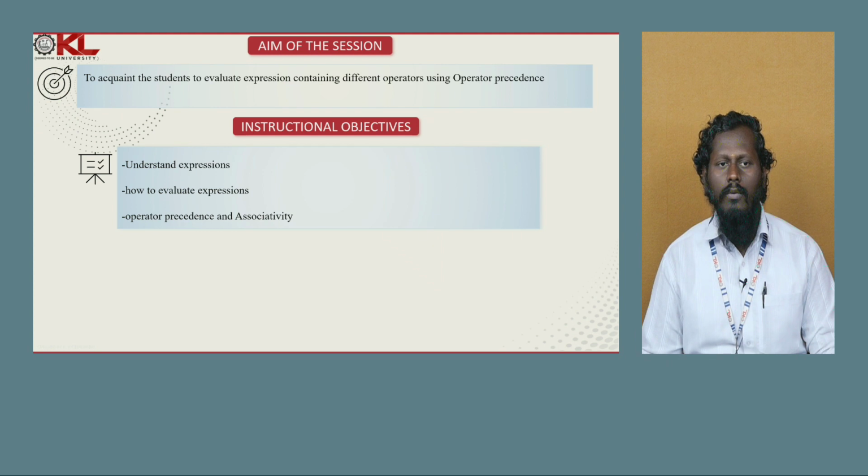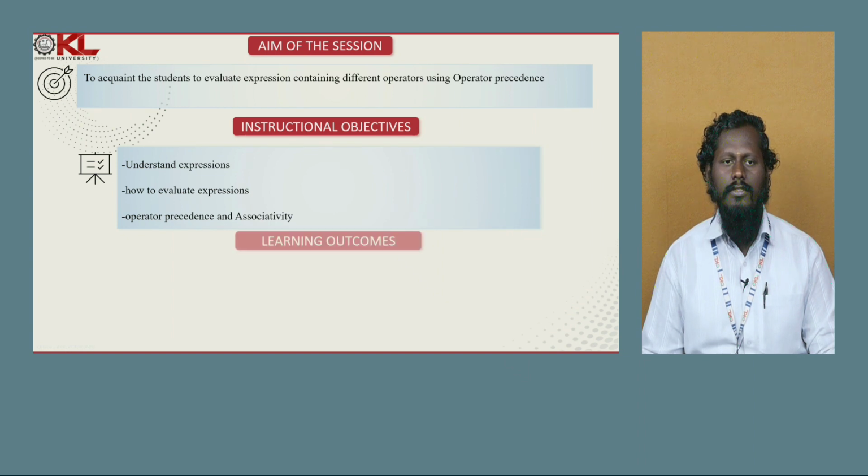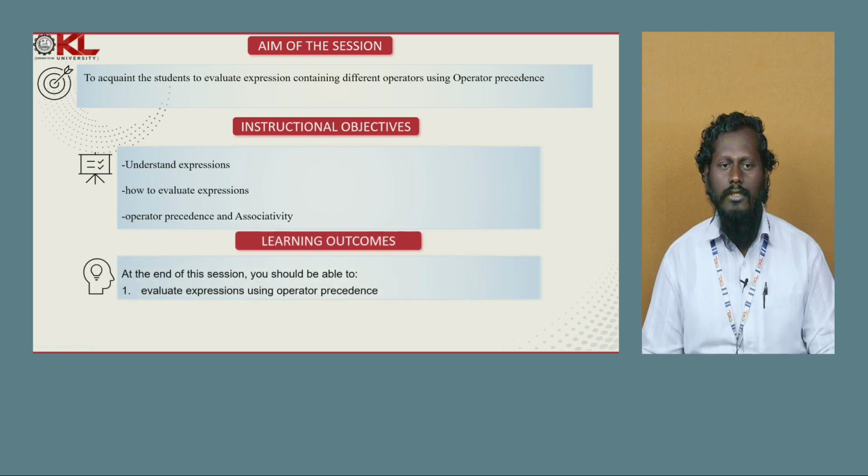So we have to know how to evaluate the expressions. So for evaluating expression we have to know what is that precedence and what is the associativity of the operators. If you know these things, we can easily evaluate the expressions. And what are the outcomes? So if you learn precedence and associativity and how to evaluate the expressions, we can able to complete any kind of expressions.